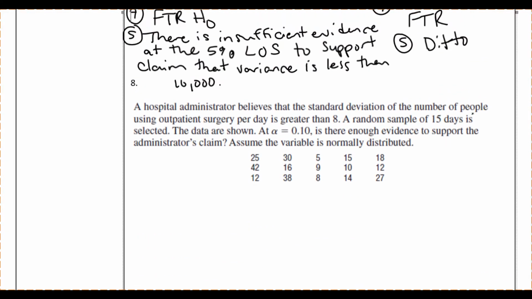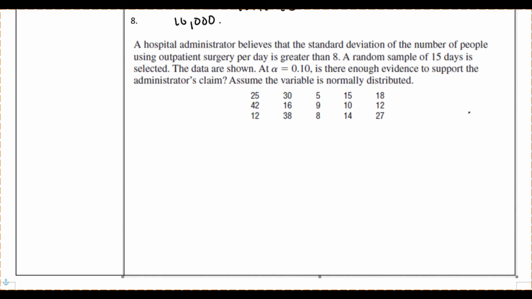All right, so for number 8, we have a hospital administrator who believes that the standard deviation of the number of people using outpatient surgery per day is greater than 8. A random sample of 15 days is selected. The data are shown. At alpha equals 0.10, is there enough evidence to support the administrator's claim? Assume that the variable is normally distributed.